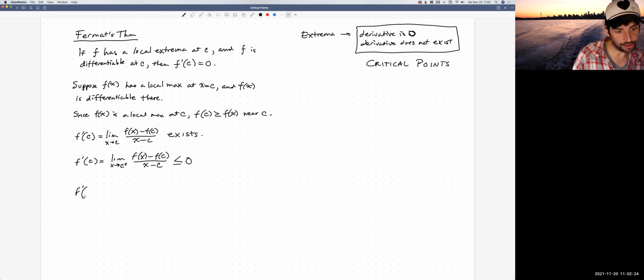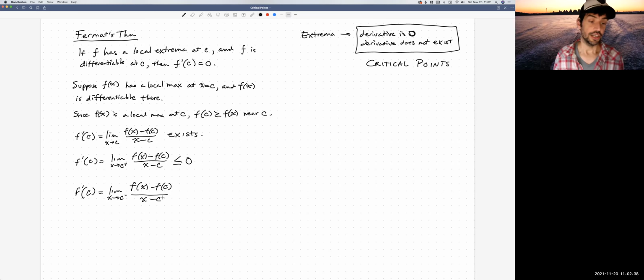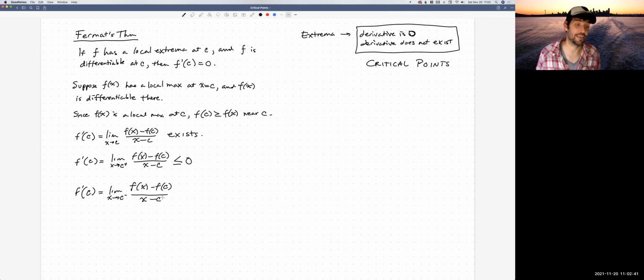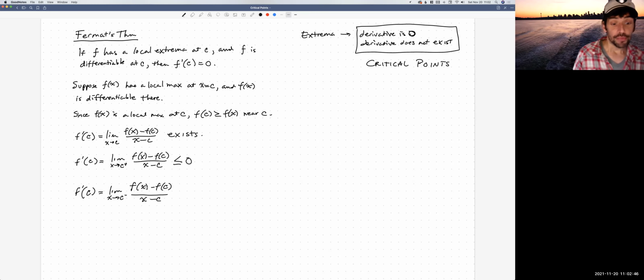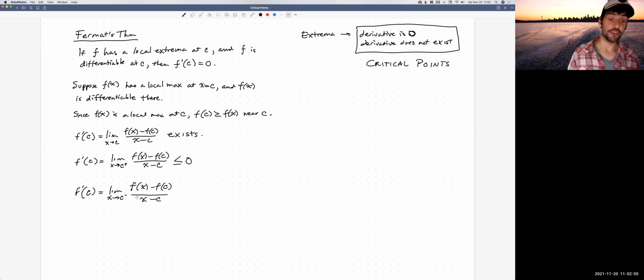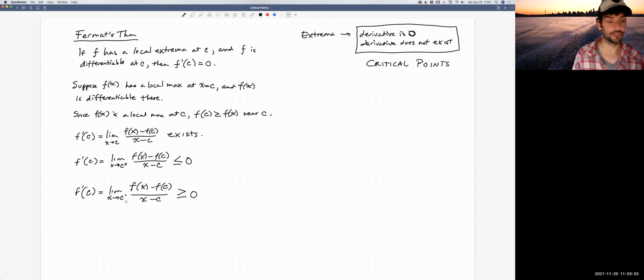In a similar way, we know that the derivative is also equal to the limit as we approach c from below. Now x minus c is negative because x is below c. You're taking a smaller number and subtracting a larger one, you get something negative, but the numerator stays the same. f of c is bigger than or equal to f of x regardless of which direction we approach it from. So if the bottom's negative and the top is negative or 0, the whole thing must be greater than or equal to 0.